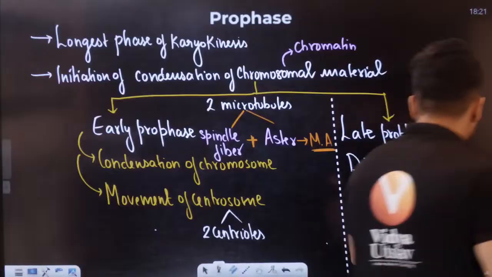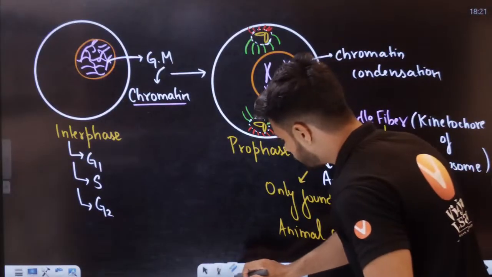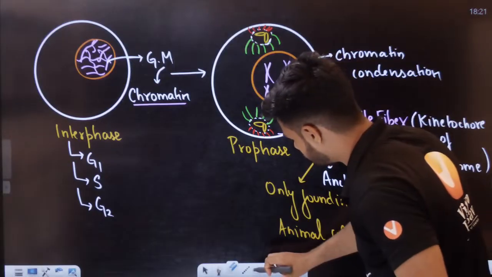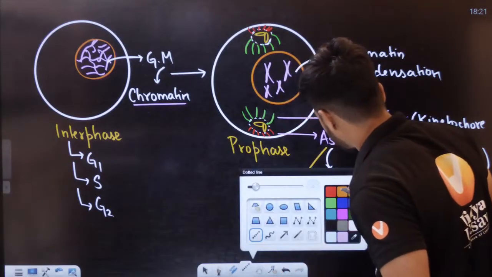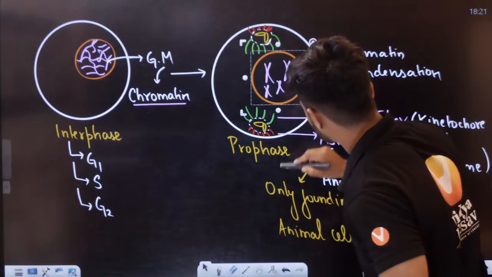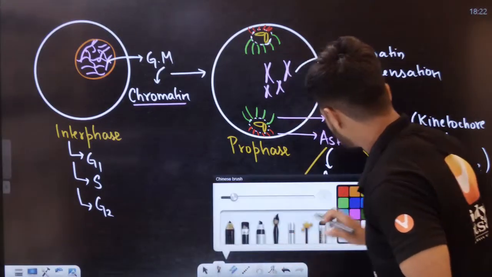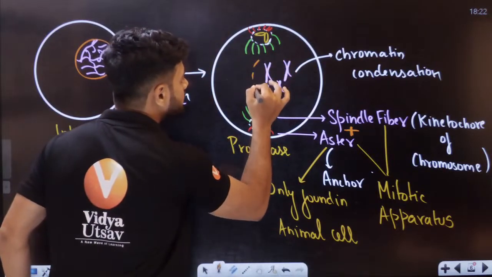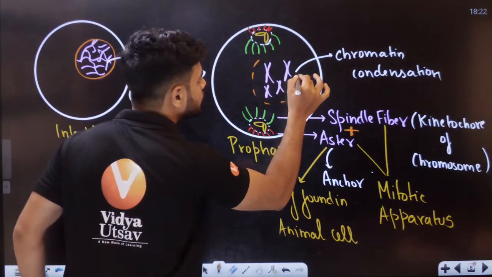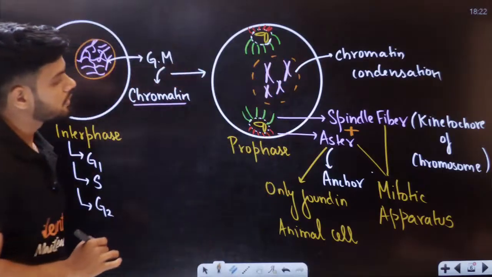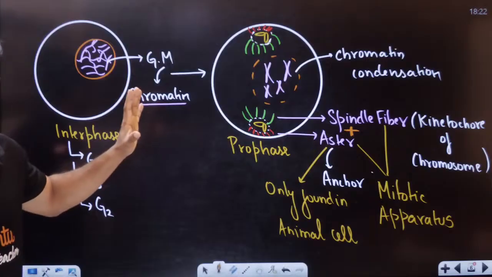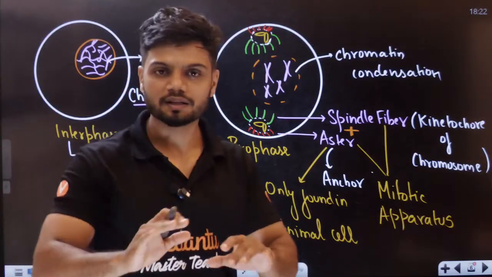So this is how it looks. By the end of it, you can see this entire nuclear envelope will start to have certain spots in the middle. This will somewhat start to look like this. It will start to disappear. That is happening in the case of prophase. Now, students, prophase is over.